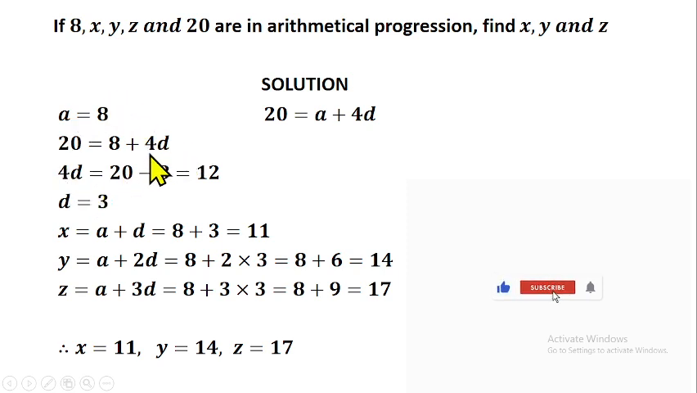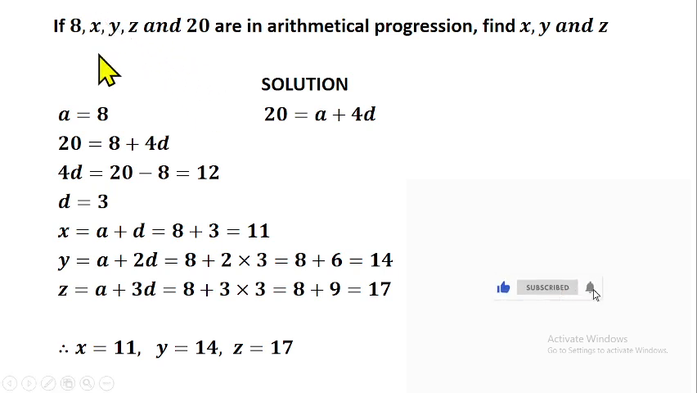You can take the like terms by moving this one here. That means you have 4D is equal to 20 minus 8. So 20 minus 8 is 12. We can divide both sides by 4. That means D will be 3. Now that means we know the common difference for this arithmetic progression. So we know the first term 8. We know the common difference 3. So from there we can find the value of our x, and we know that our x is the second term. What's the second term of an AP? I want to ask you a question.